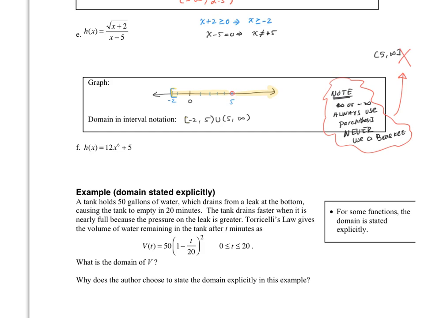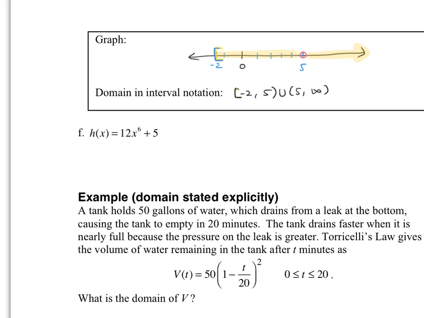Now part F, which is the last part, is actually the easiest one. And this is a polynomial. Notice that you are not taking a square root and you are clearly not dividing by anything. So nothing can go wrong here. So for something like this, the domain is all real numbers. Or you can write an interval notation from minus infinity to infinity.